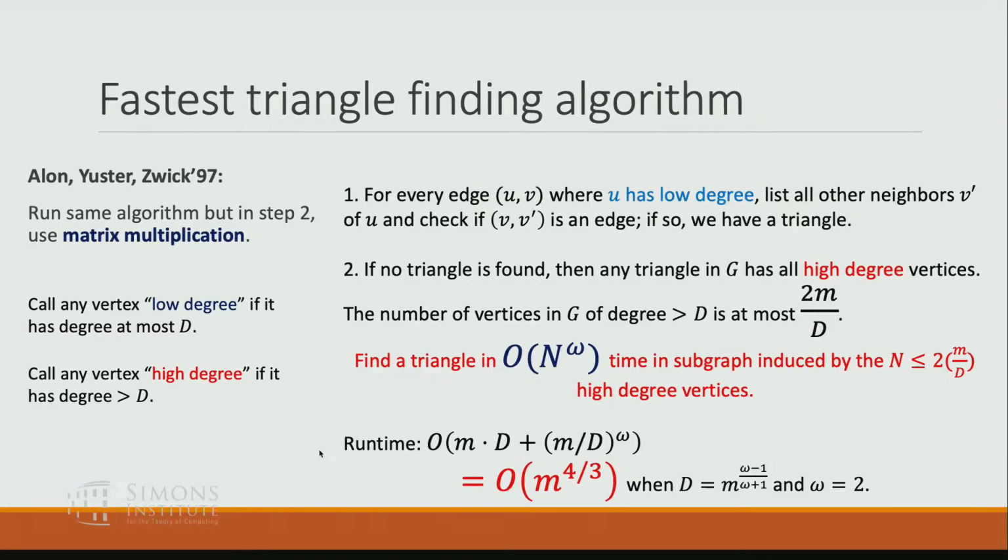Can you go back one slide? So when omega is not 2, it's 2 omega over omega plus 1. It's 1.41 with the current value. 1.41, only less than 1.9.